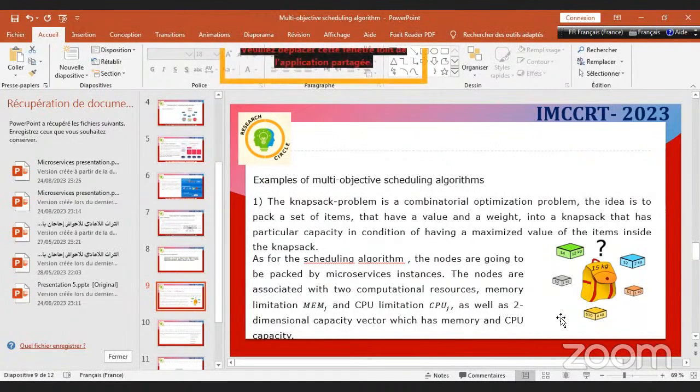As for the scheduling algorithm, the nodes are going to be packed by microservice instances. The nodes are associated with two computational resources, memory limitation and CPU limitation, as well as a two-dimensional capacity vector, which has memory and CPU capacity.